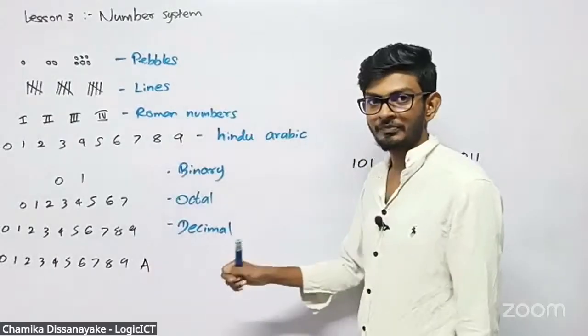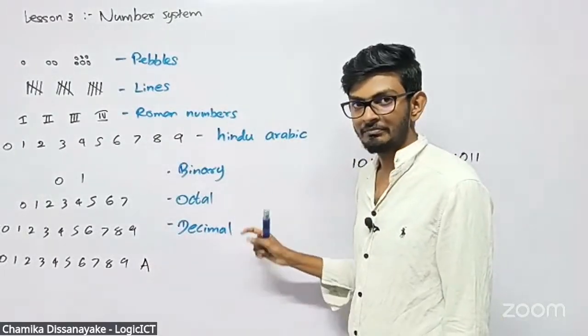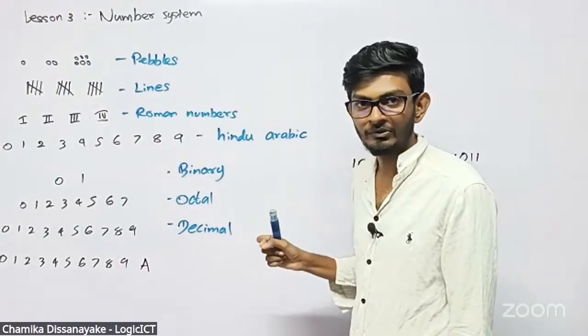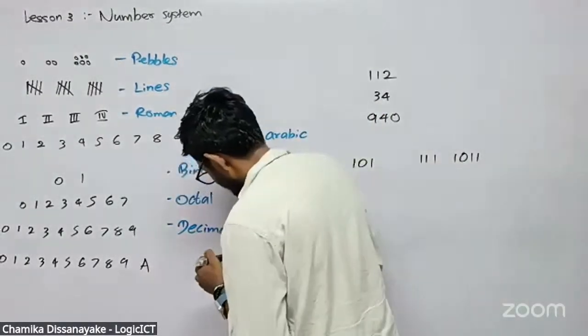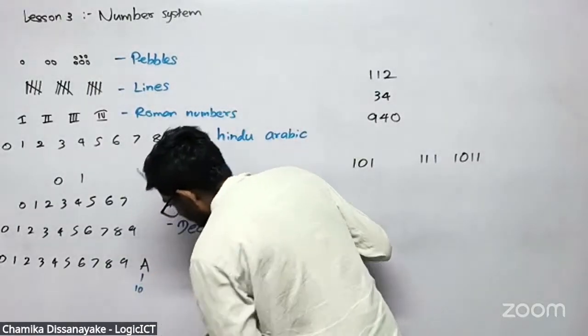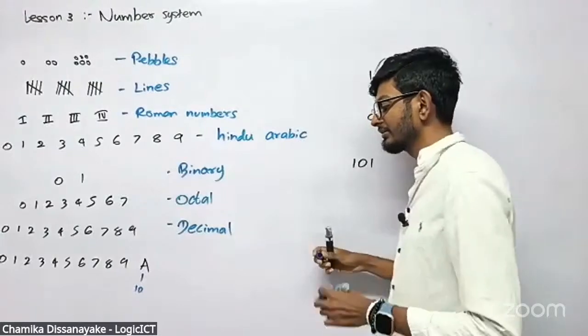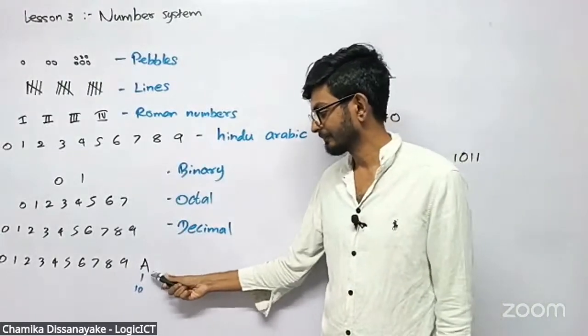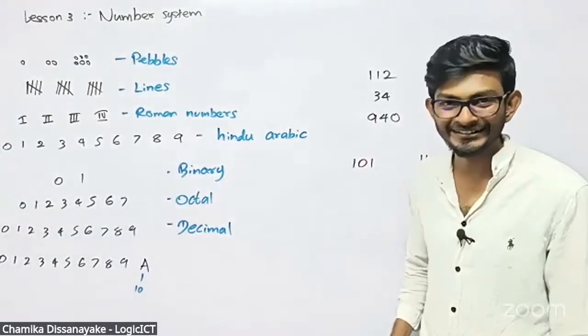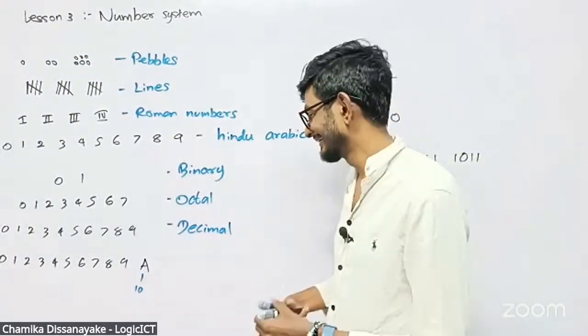This is a symbol, but this symbol has a value. What is the value? The value is 10. The value is 10, but the symbol is represented as A. Alphabet. Yes, English letters. Okay. Yes, good.